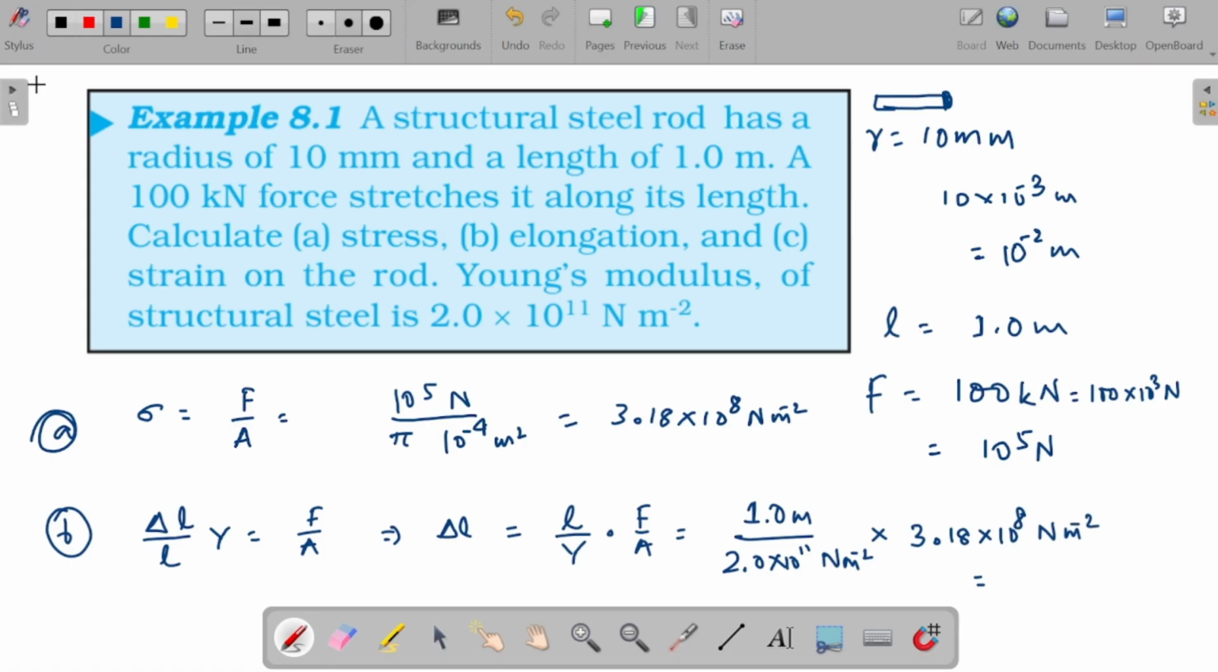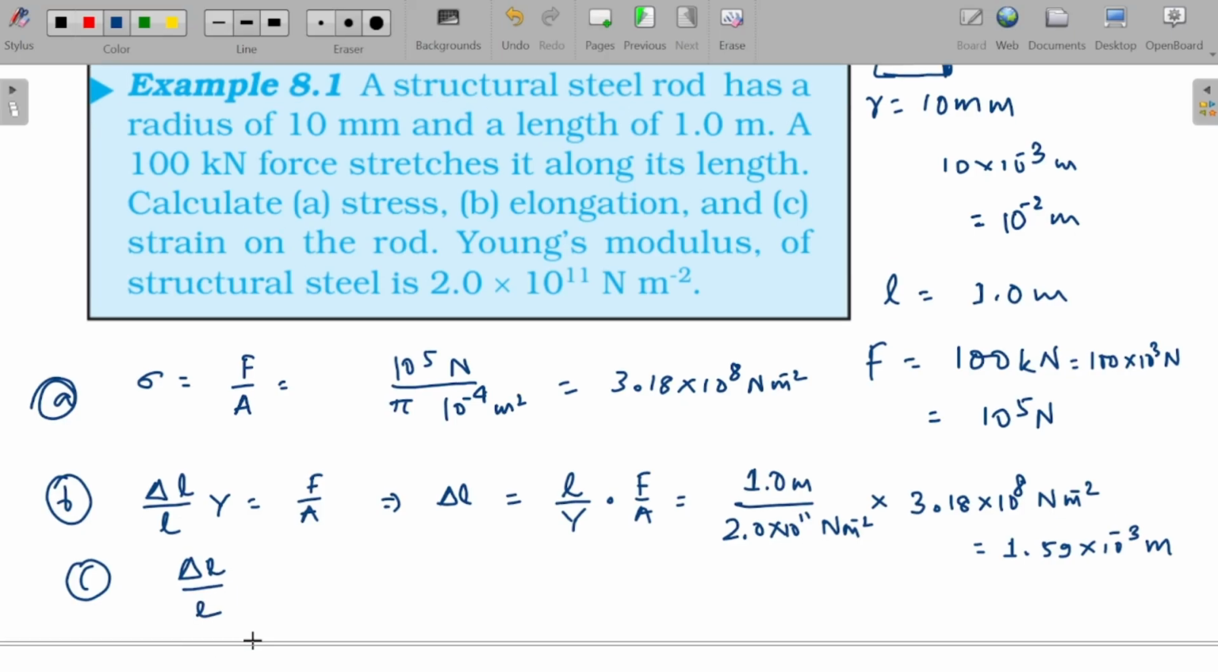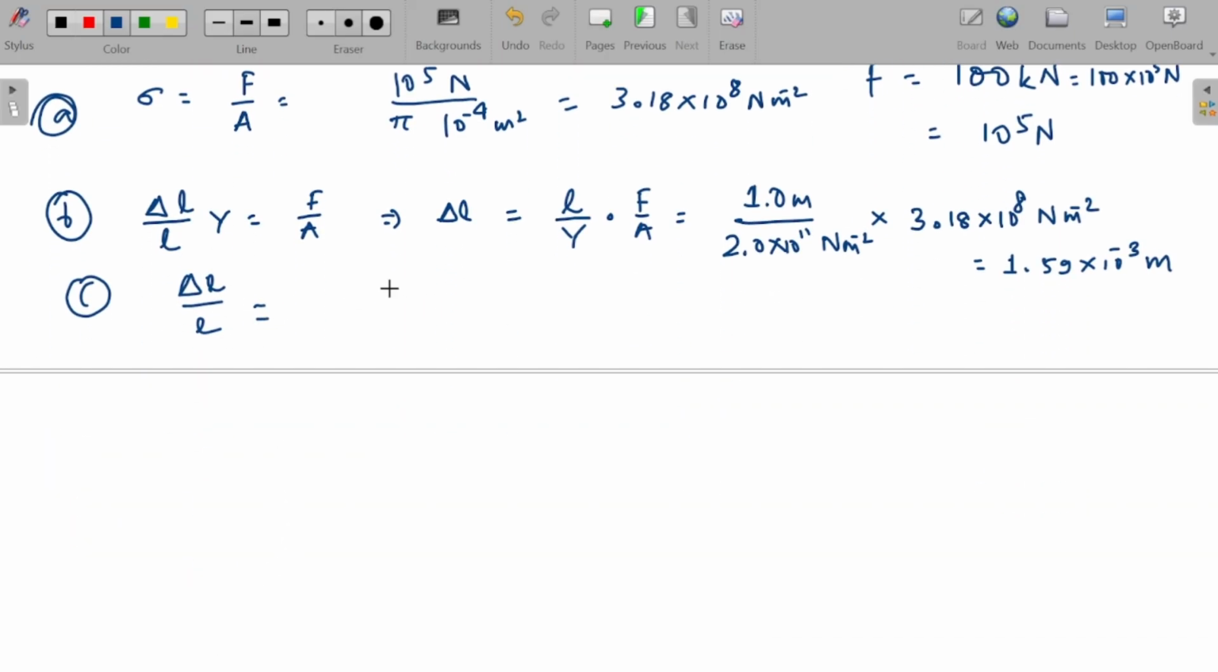So here we will have delta L, and we can calculate this part. Delta L should be 1.59 into 10 to the power minus 3 meter. So this is the change in length. Now what about strain? Strain should be delta L by L. Delta L is 1.59 into 10 to the power minus 3 meter, and the length is 1.0 meter. So here we will have strain as 1.59 into 10 to the power minus 3, unitless.